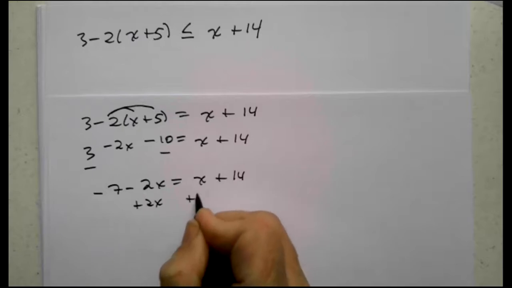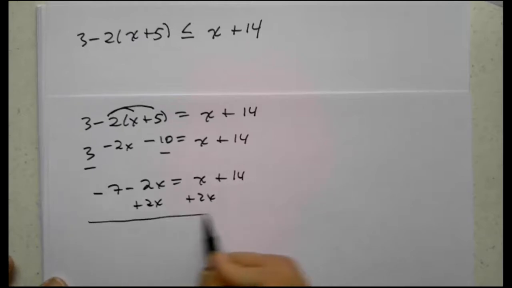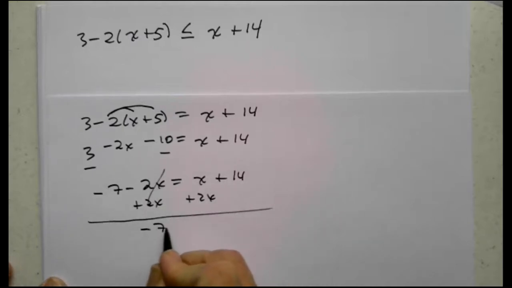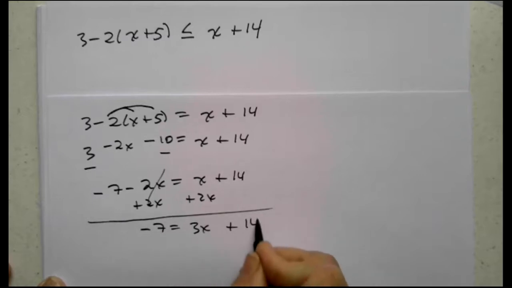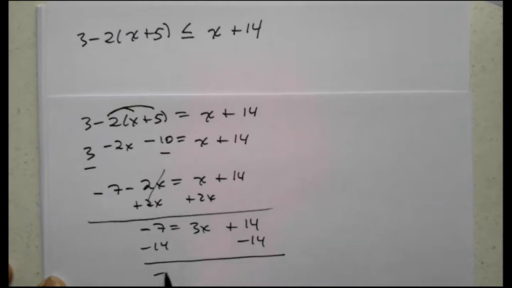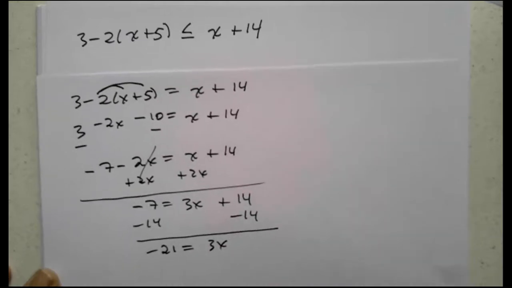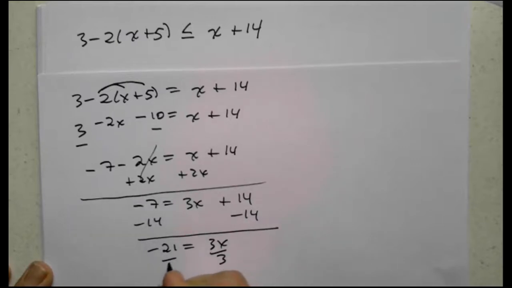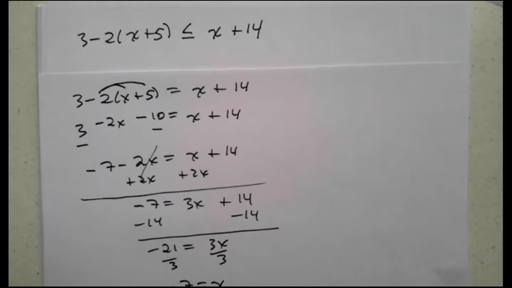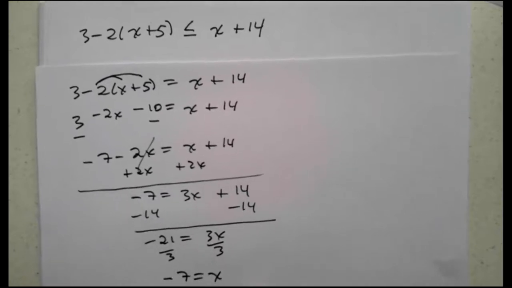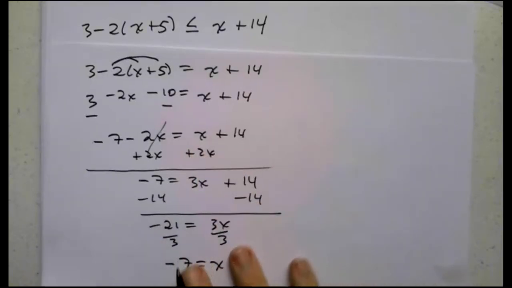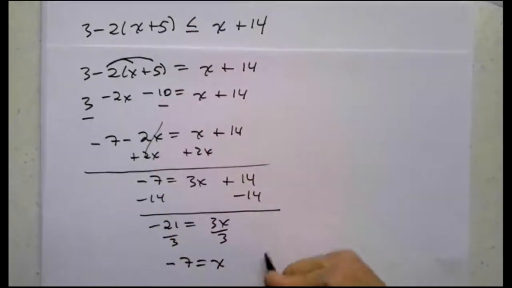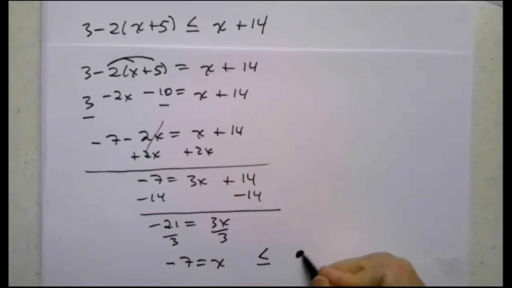Let's add 2x to both sides. -7 is 3x plus 14. Let's subtract 14. -21 is 3x, and then let's divide by 3. And we get -7 is x. And then we see our original had less than or equal to, right? So that means it's going to be a solid dot. Less than or equal was our symbol. It'll be a solid dot at -7.